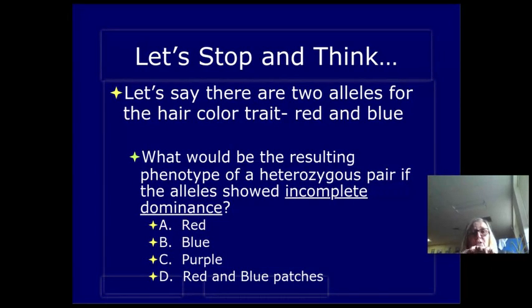Okay, there are two alleles for the hair color trait, red and blue. What would be the resulting phenotype if the heterozygous pair of alleles showed incomplete dominance? Okay, with incomplete dominance, they're going to blend, and so they'll end up with purple.